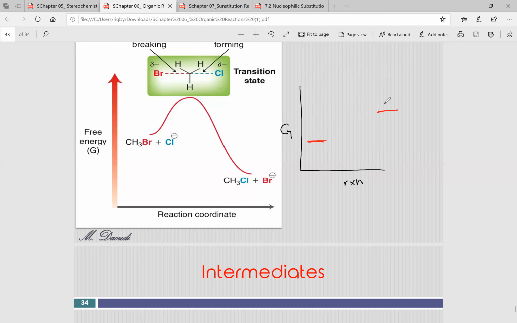Oh, sorry, let me draw that a little bit better. Like this, okay? Somebody asked, so when the products are lower than the reactants, the reaction's exothermic. Yes, exactly. You can think of it as this graph showing us the energy in the actual reaction.